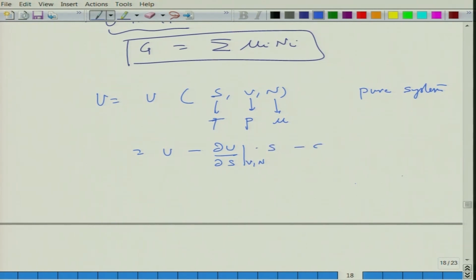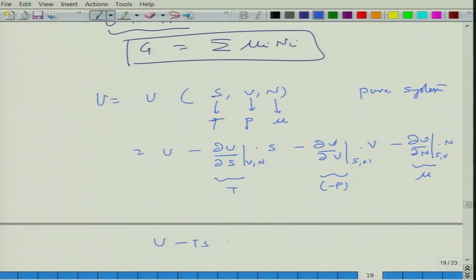This is S minus ∂U/∂V at constant S, n multiplied by V, minus ∂U/∂N at constant S, V multiplied by N. So, this is nothing but the chemical potential, this is nothing but minus P, and this is nothing but T. So, you now have a function U minus TS plus PV minus μn.